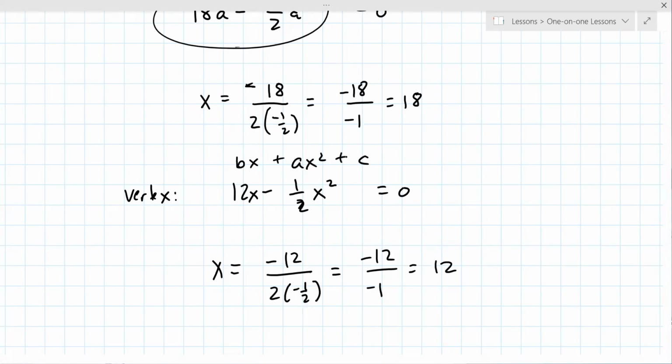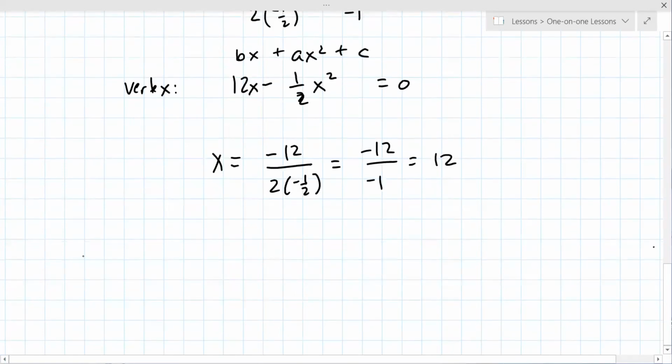I need another one. All right, let's do another one here. Let's say the equation is 32x squared minus 64x equals 0. What is the vertex of this one?